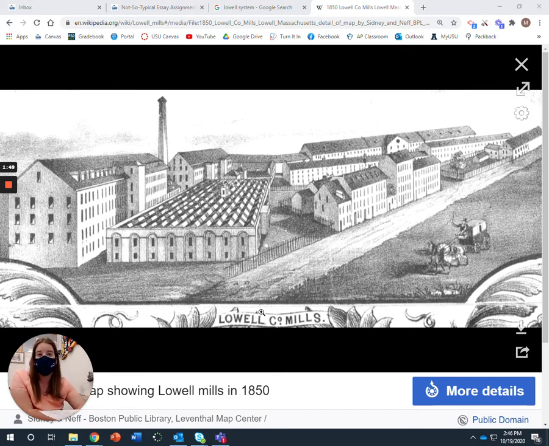Now this was really important because it was male-dominated, however, it used females. So this is the third to last in the Lowell System. Go ahead and star that. Basically what happened is that it was male-dominated, but females began to work there. So this is the movement away from child labor.